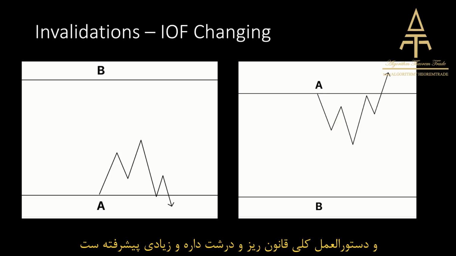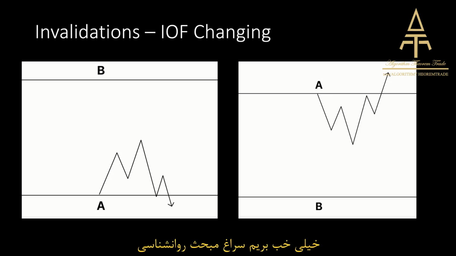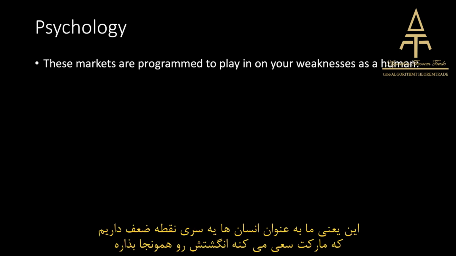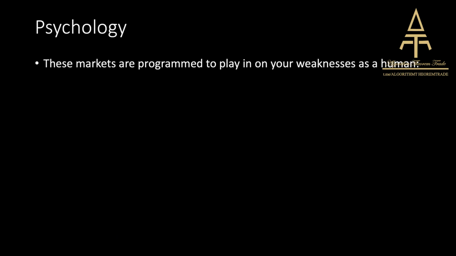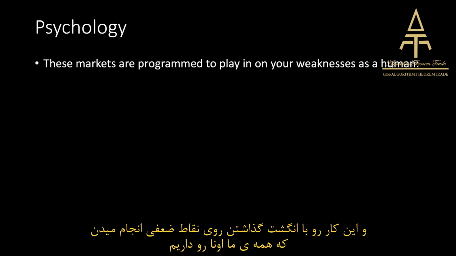And the protocol consists of so many different rules, and it is so advanced, but at the same time very simple. So let us take a look at psychology. These markets are programmed to play in on your weaknesses as a human. This means that you as a human possess weaknesses that the market will seek to exploit, or I should say, the algorithms that are in control of price are trying to exploit you. And they do this by making use of the weaknesses that every single one of us possess.